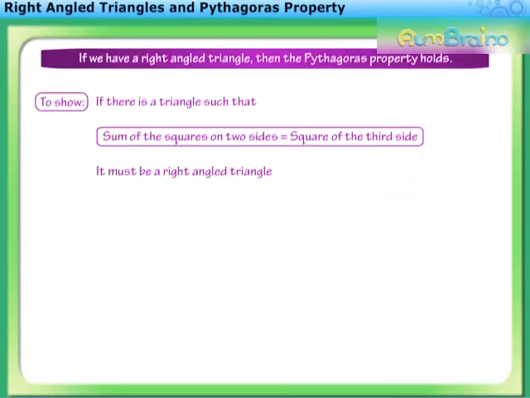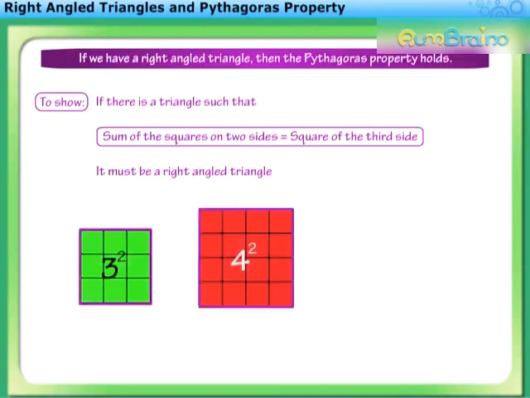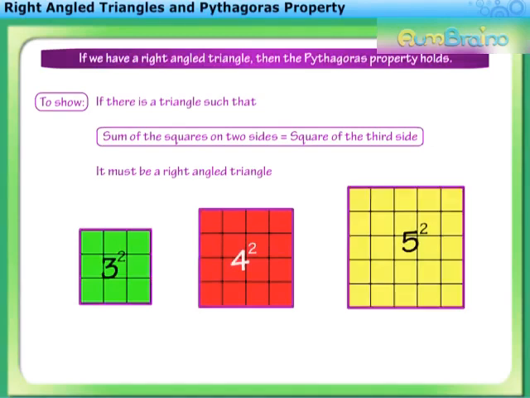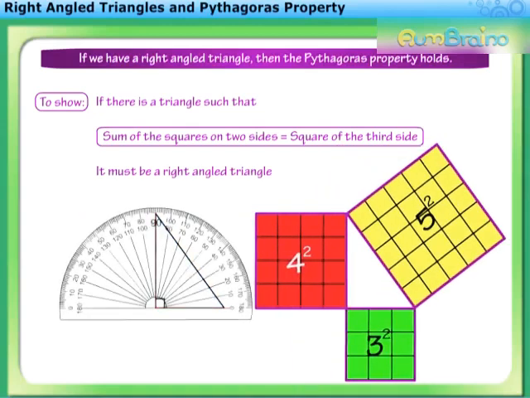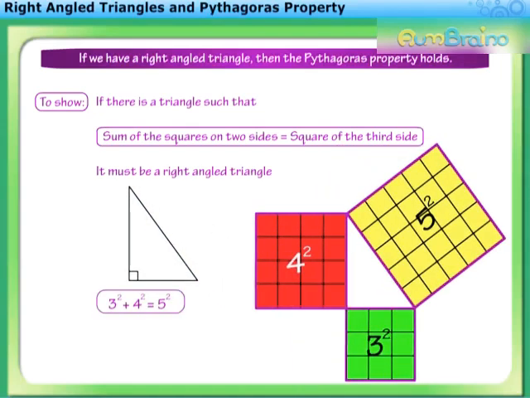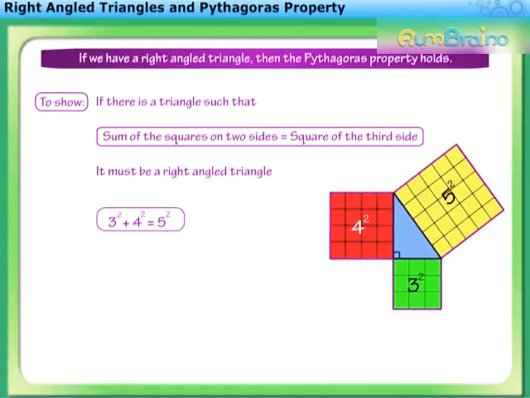Now take squares whose sides have lengths 3 centimeters, 4 centimeters, and 5 centimeters. Here, we get a right-angled triangle, in which 3 square plus 4 square is equal to 5 square, that is, Pythagoras property holds. This shows that, if the Pythagoras property holds, the triangle must be right-angled.